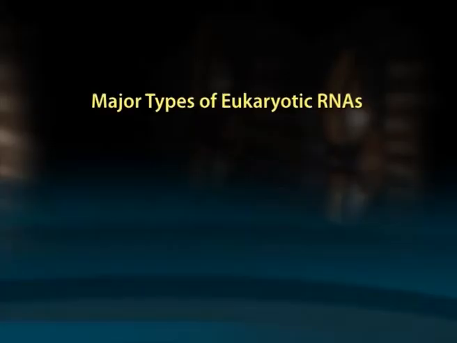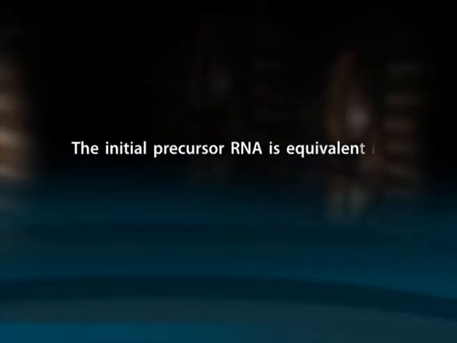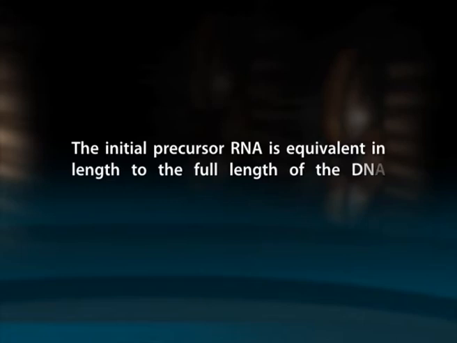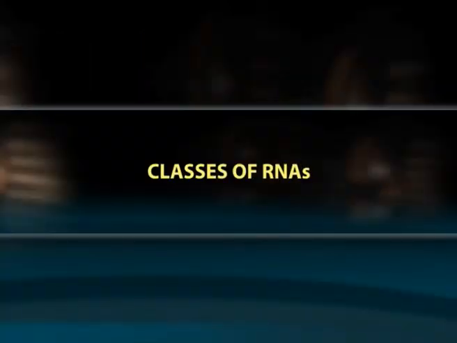Three types of cellular RNA are there, and all the major types of eukaryotic RNAs, that is mRNAs, rRNAs and tRNAs, are derived from precursor RNA molecules that are considerably longer than the final RNA product. The initial precursor RNA is equivalent in length to the full length of the DNA transcribed and is called the primary transcript or pre-RNA. The final product, that is mature mRNA, is obtained only after several modifications that will be discussed later. Classes of RNAs.